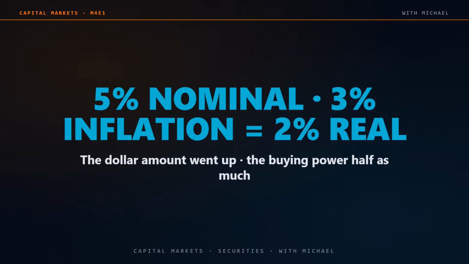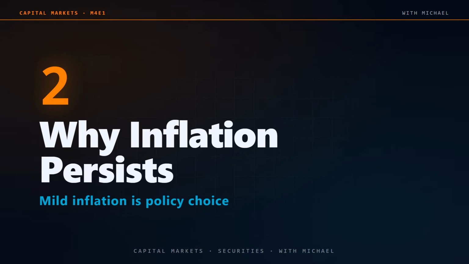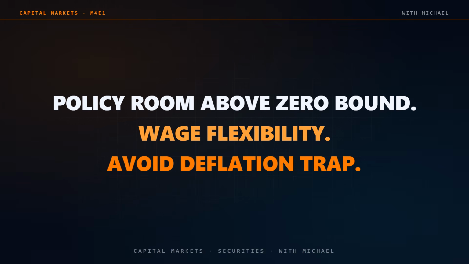Section 2. Why inflation exists and why it persists. Modern fiat currencies typically experience persistent low inflation by design. Central banks target 2 to 3% annual inflation as a policy goal. Why? Several reasons. First, a positive inflation target gives the central bank monetary policy room to cut nominal rates without hitting the zero bound. Second, mild inflation lubricates labor markets by allowing real wage adjustments through nominal stickiness.